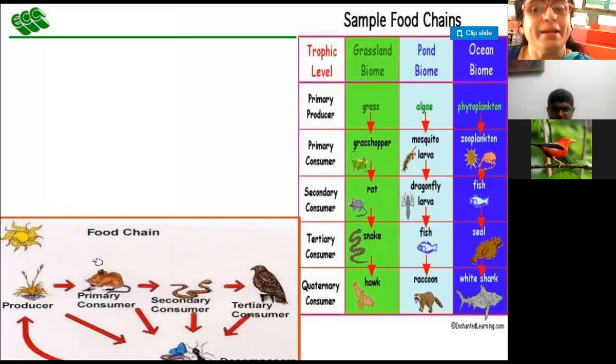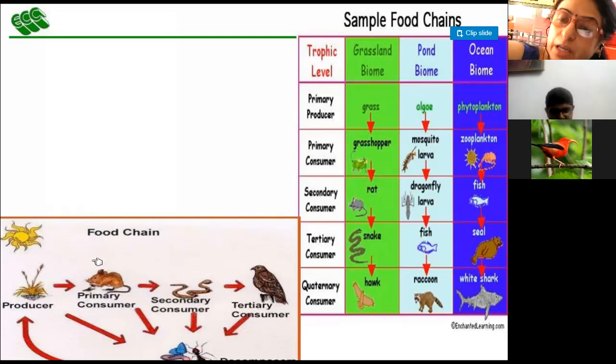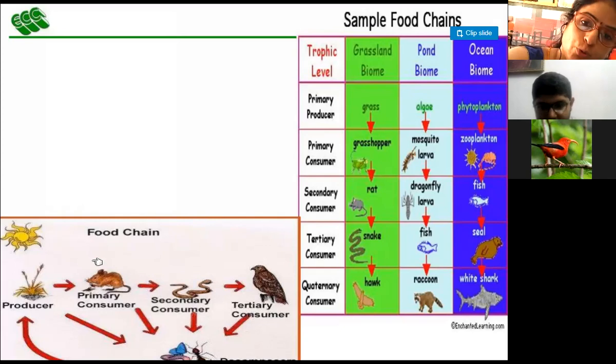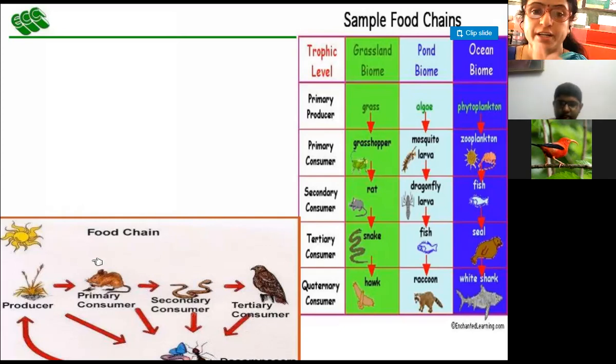Now when the same rat is eaten by a snake, how much energy will it get? 10% of 200 is 20. Very good, 20 joule. Now, if the eagle eats the snake, because the eagle is the tertiary consumer, how much energy will be transferred? 2 joule, right?